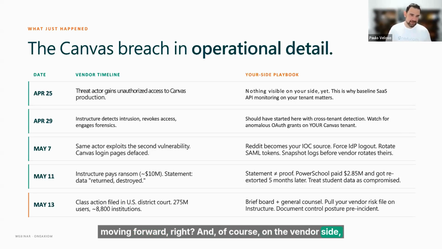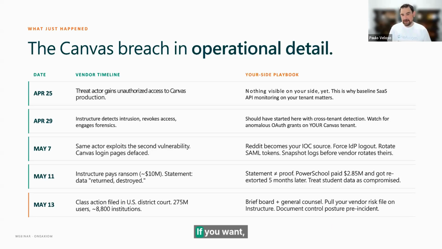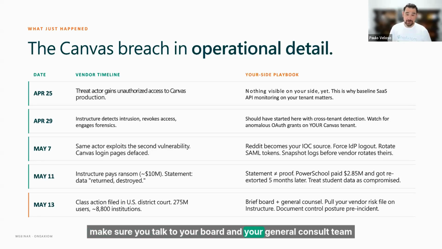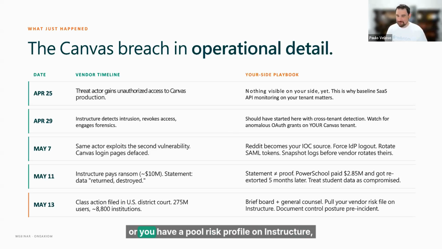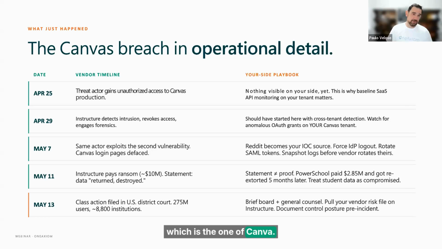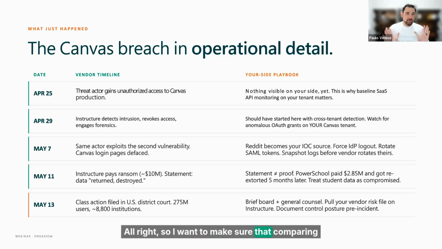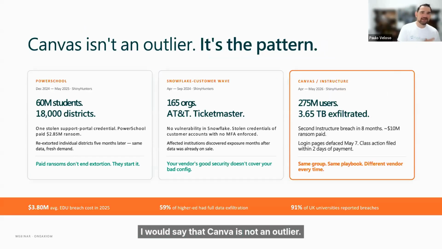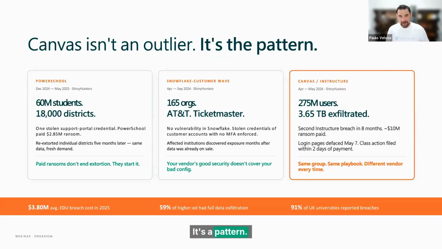And of course, on the vendor side, a class action was filed in U.S. District Court. If you want, make sure you talk to your board and your general counsel team about whether to join that class action if you have a poor risk profile on Instructure, which is the owner of Canvas. All right. So I want to make sure that we compare what happened to Canva with what's on your side, because at OneAxiom we care about your side. Make sense? So moving forward, I would say that Canva is not an outlier. It's a pattern.